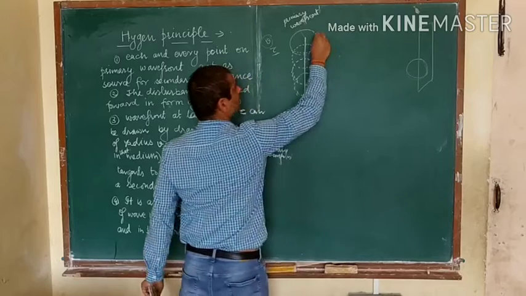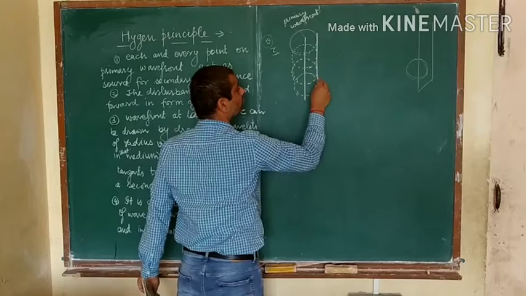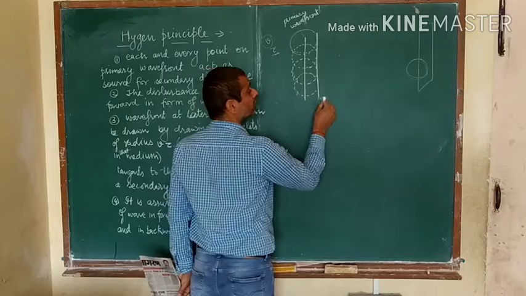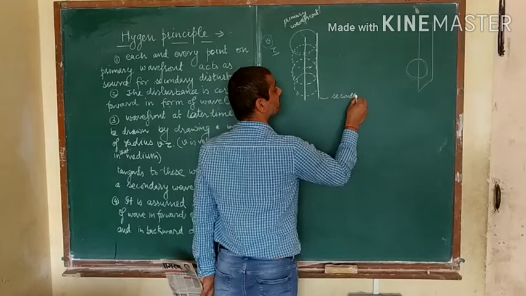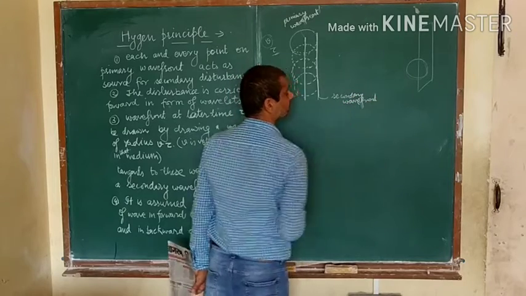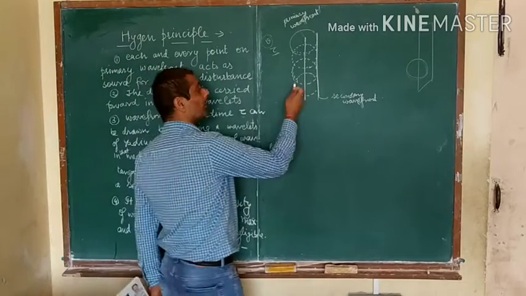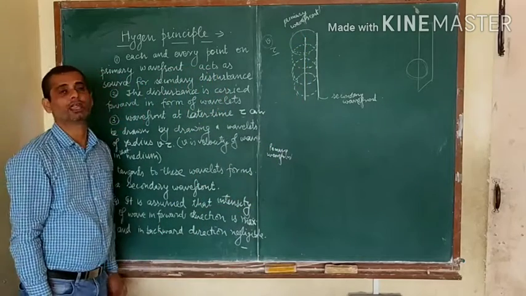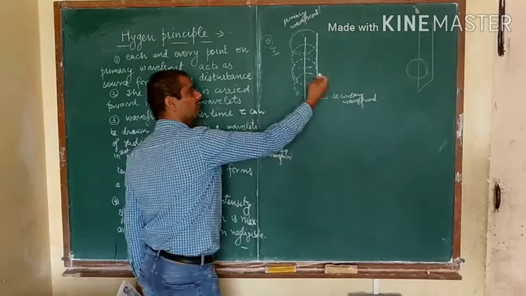Tangent to these circles. If I draw the tangent over all these wavelets, then we have a new wavefront. This new wavefront that forms, we call it the secondary wavefront. This is our secondary wavefront. And further, I am not going to draw the wavefront in the backward direction because the intensity of the light is very much negligible in the backward direction. So I will draw in only the forward direction.